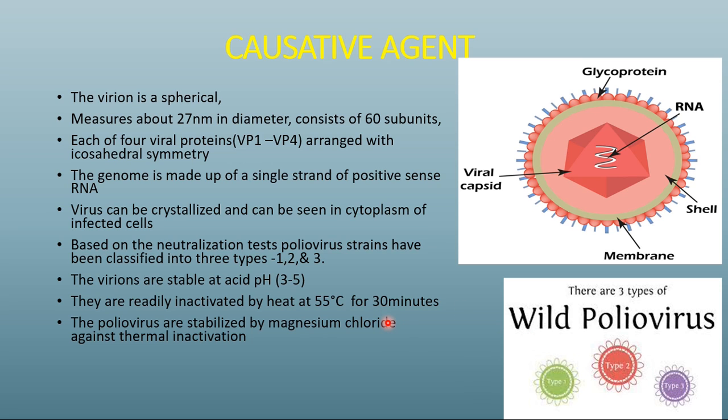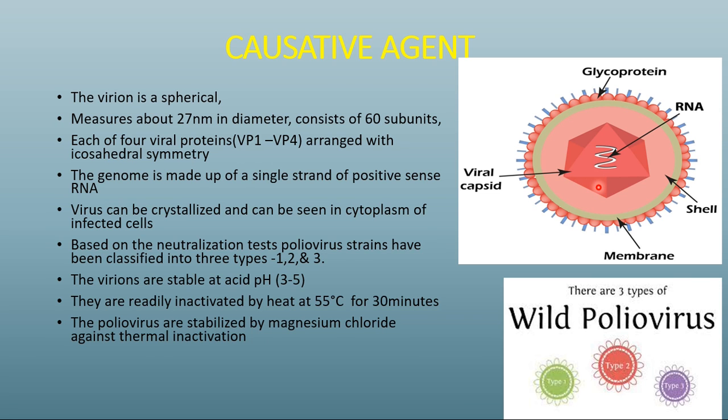Coming to the resistance or tolerance of this virus, the virion particles are stable at a pH of 3 to 5. That means they resist our stomach acids, so they can cause infection very easily by moving to the intestine. But they can be readily inactivated at 55 degrees centigrade for 30 minutes. That means if you properly cook food and boil the drinking water, you are not prone to poliovirus infection. The poliovirus is stabilized by magnesium chloride against thermal inactivation. So this is all about the causative agent that you are supposed to remember.